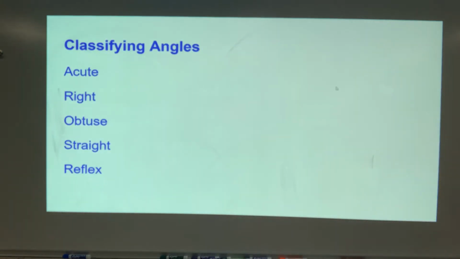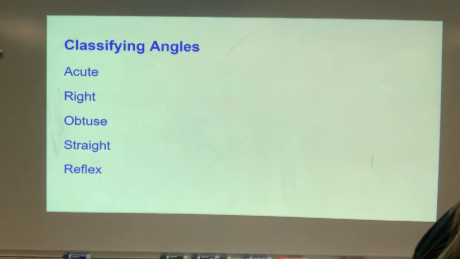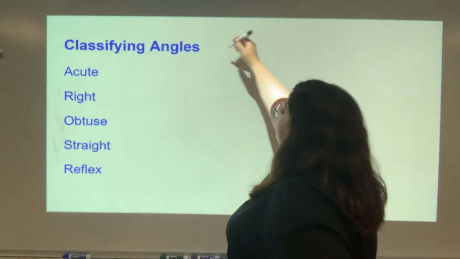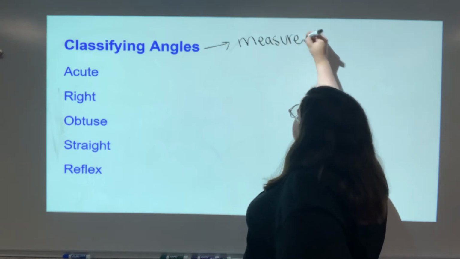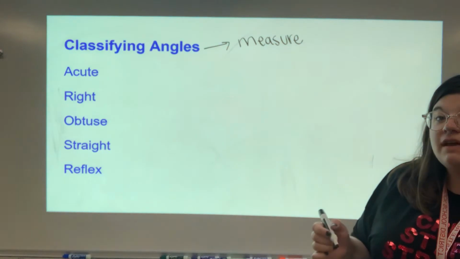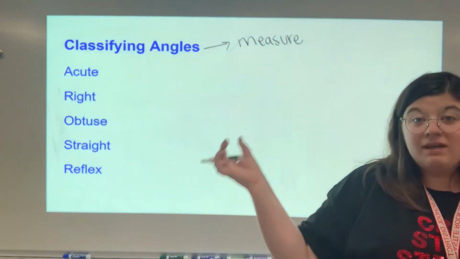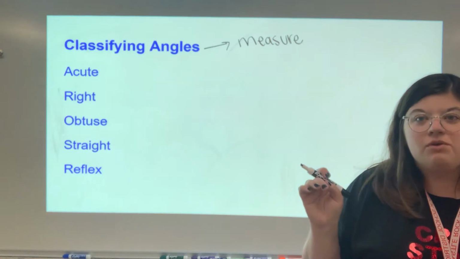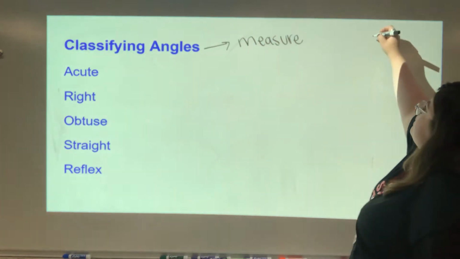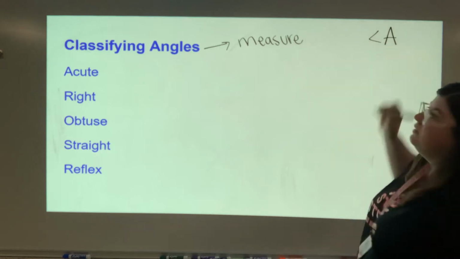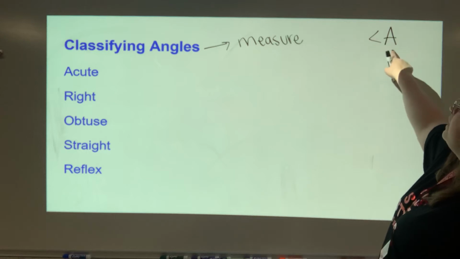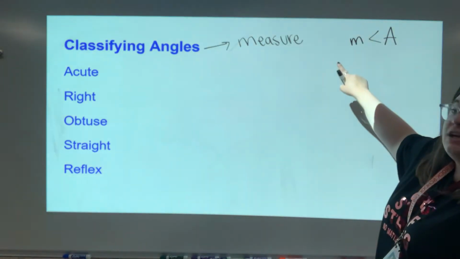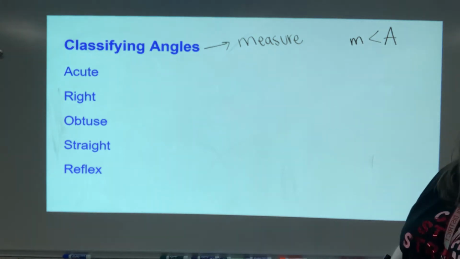All right, classifying angles. This stuff should be reviewed from earlier. Classifying angles, now we're looking at their measure. And when we're talking about the measure of angles, we can also put an M in front of that little miniature angle that we drew. So if I wanted to know the measure of angle A, I can just put a little M in front and now it says measure. This just says angle A. Now it says we're talking about the measure of angle A, all right?